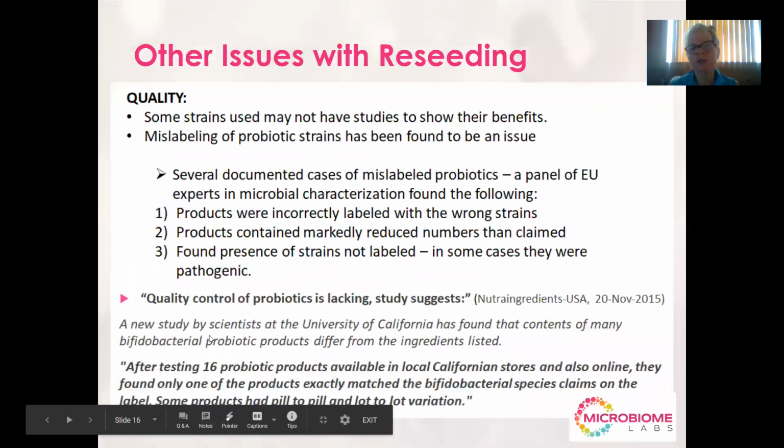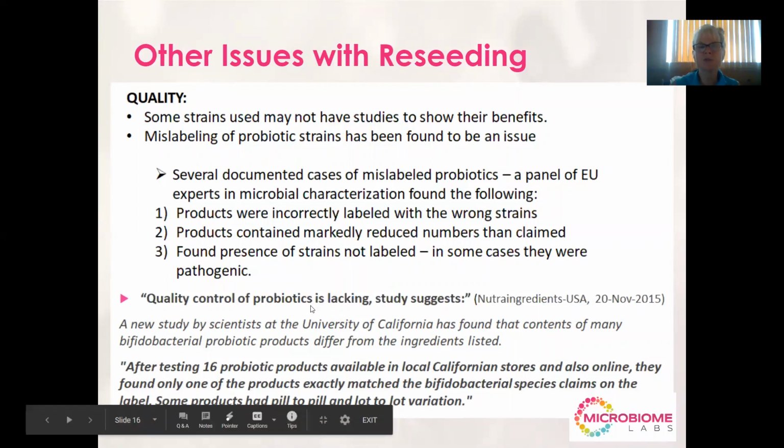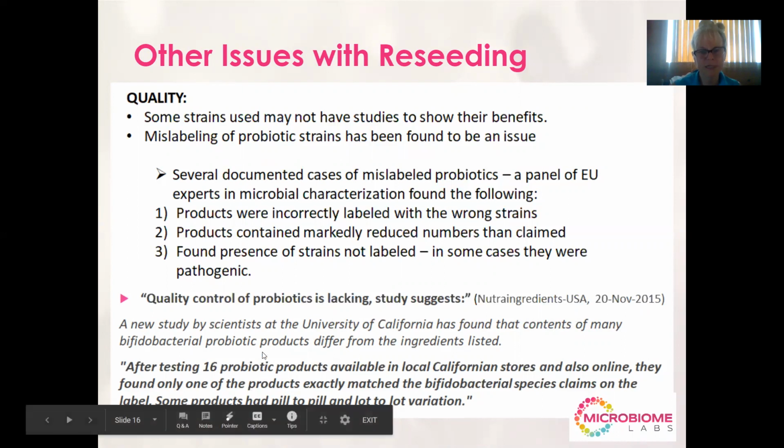Quality. Some strains used may not have studies to show their benefit. Mislabeling of probiotics has been found to be a huge issue. So several documented cases of mislabeled probiotics. A panel of the EU experts in microbial characterization found the following. Probiotics were incorrectly labeled with the wrong strains. Products contained markedly reduced numbers than they claimed, and presence of strains not labeled. In some cases, they were pathogenic. So the quality control of probiotics is lacking, according to this study.